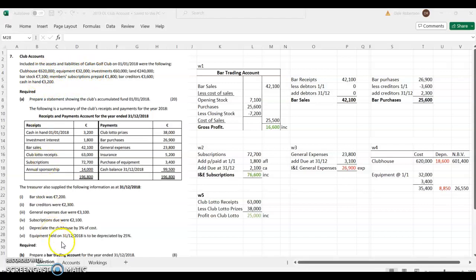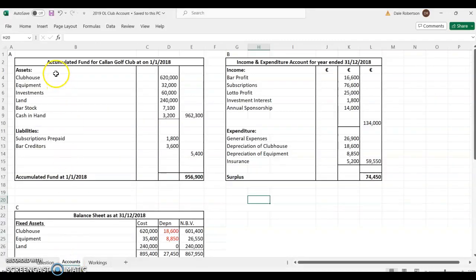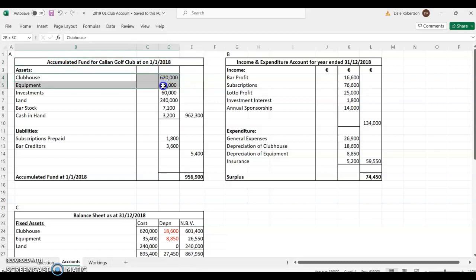We're going to enter them into the accounts and we're going to structure it as such. So we have our heading, accumulated fund for Callan Golf Club. We have assets as follows: the clubhouse, the equipment, the investments as an asset, land, the opening stock in the bar, and the opening cash.